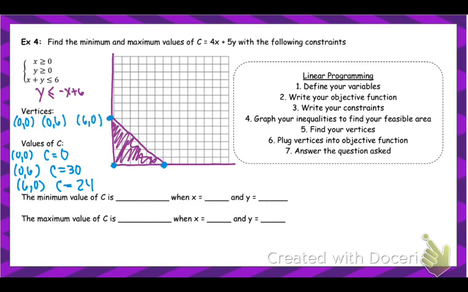Out of those possibilities, this is where I would answer my question. So I need to consider, is my question asking for minimum or maximum? Now in this case, we're just looking at both to kind of see what it does. But starting with the minimum, the lowest C value I have there is 0. That occurs at the vertex of (0, 0), so when x is 0 and y is 0. The maximum value here was 30. That happened when x was 0 and when y was 6.